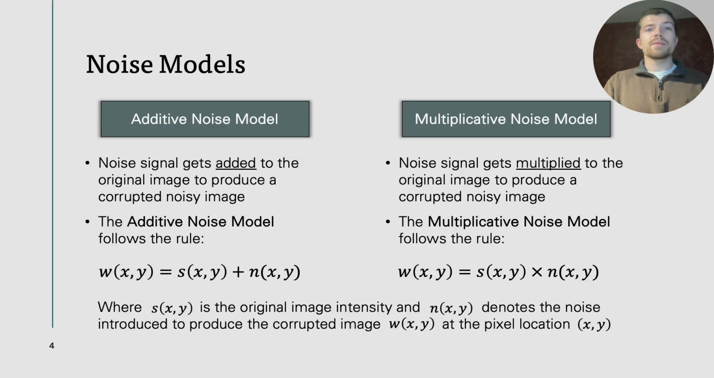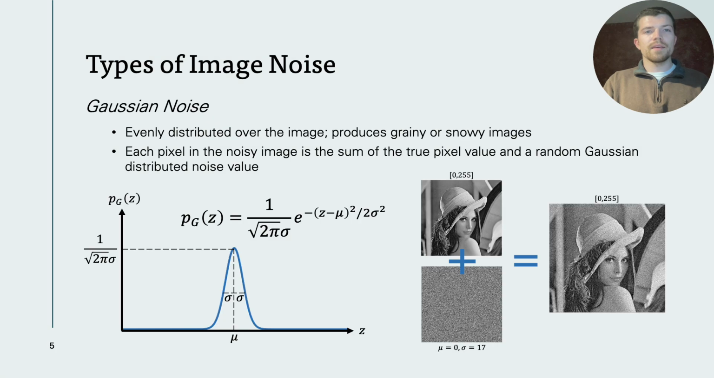There are two main types of noise models. Additive noise adds a random signal to the image, while multiplicative noise scales pixel values. Recognizing these helps tailor our denoising strategy. When it comes to specific types of noise, Gaussian is the most commonly assumed. It's random, it's normally distributed, and it leads to grainy or snowy images.